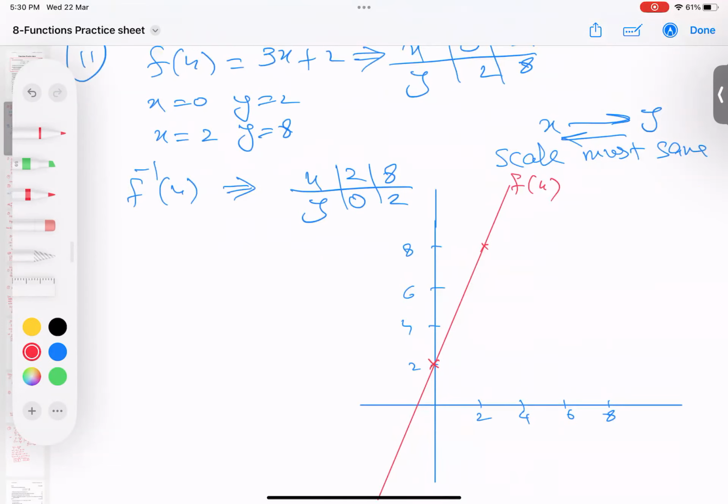Now f inverse. What is f inverse? x is 2, y is 0. x is 2, y is 0 here. I take a green color. Okay, this is done. And x is 8, y is 2. So x is 8 and y is 2 is here. I take a scale again and join them.